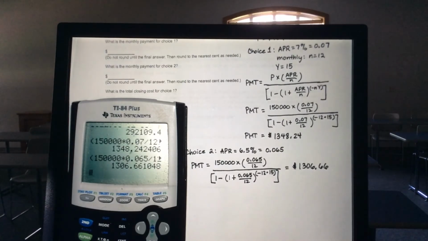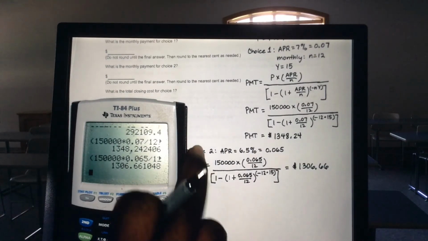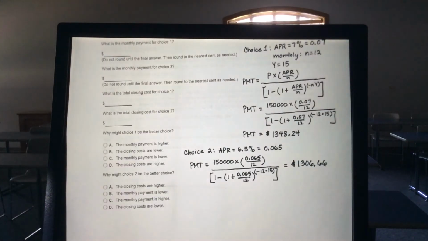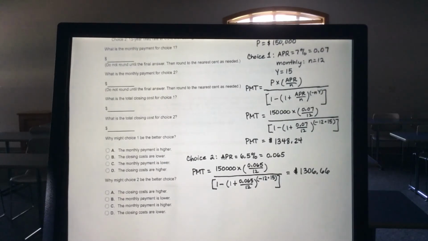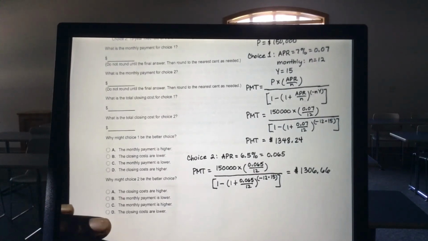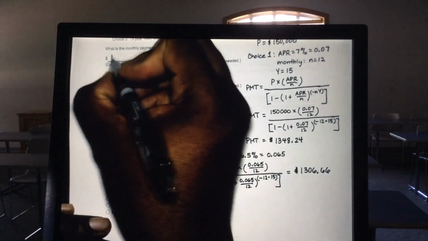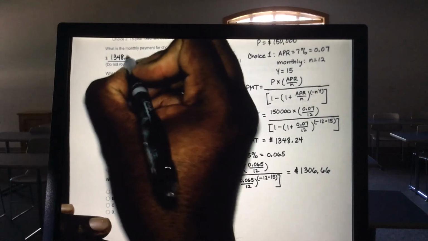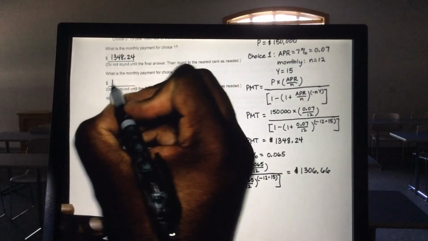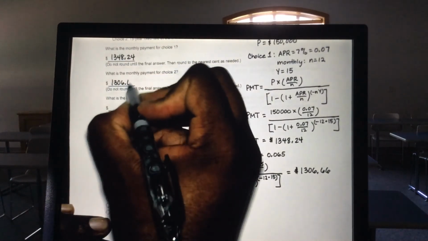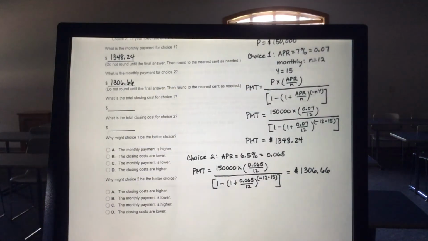To two decimal places, the monthly payment here for choice 2 will be $1,306.66. Okay. So the monthly payment for choice 1 will be $1,348.24 and $1,306.66 for the monthly payment of choice 2.